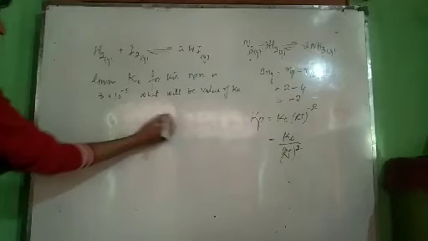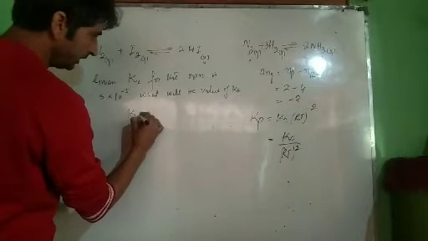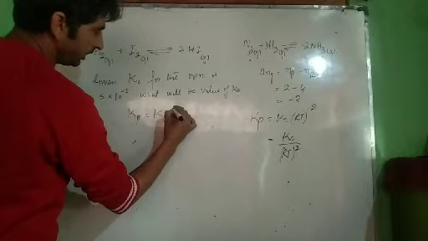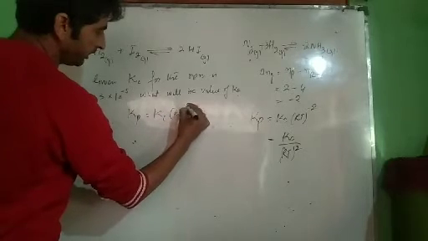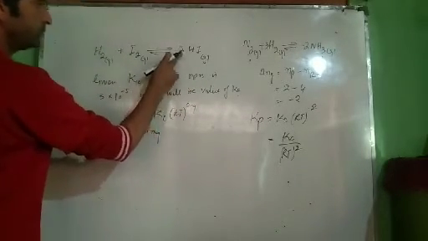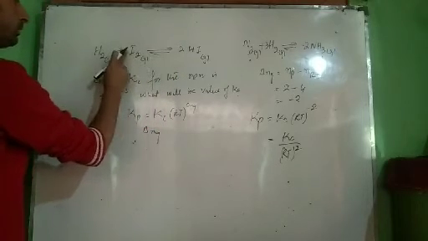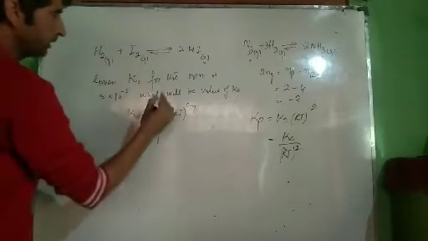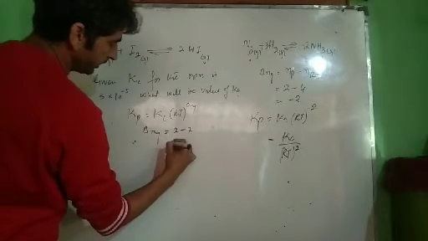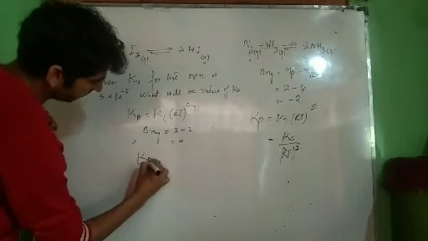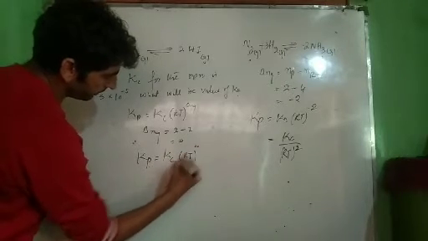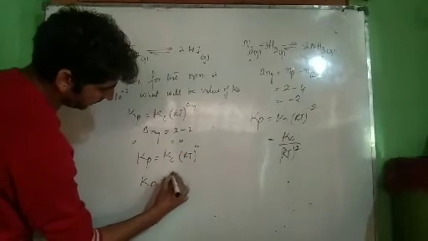Now what you have to determine is the relationship between Kc and Kp. Kp is equal to Kc into RT raised to power delta Ng. Determine delta Ng. Delta Ng is equal to number of moles of gaseous products, 2, minus number of moles of gaseous reactants, 1 and 1, that is 2 minus 2, which is 0. Therefore Kp is equal to Kc into RT raised to power 0. Therefore Kp is equal to Kc.